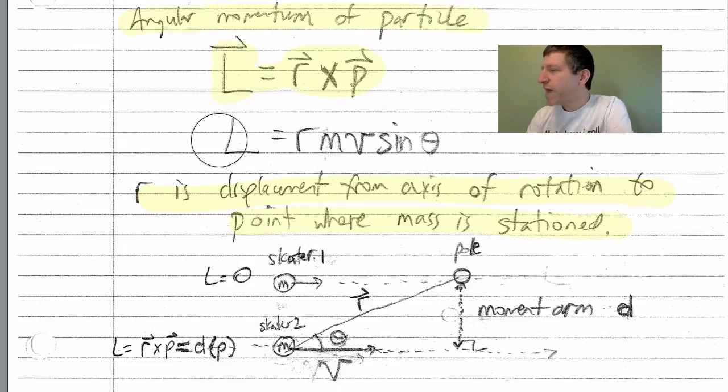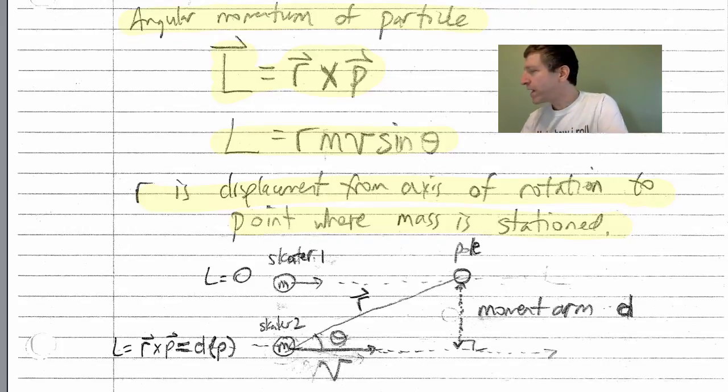So we can express the angular momentum of a particle as R cross P, where P is just mv, and the cross product introduces the sine of the angle theta, where the angle theta is the angle between the R vector, the displacement from the axis of rotation to the point where mass is stationed, and the momentum vector P. Those are the two vectors we have to put tail to tail to figure out the angle between them.